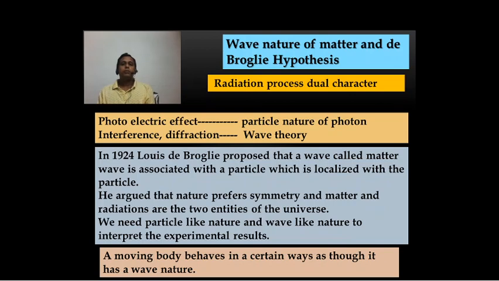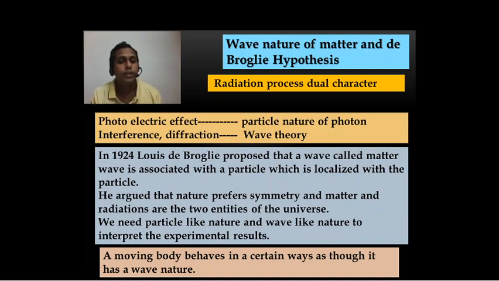Next we will discuss the wave nature of matter and the de Broglie hypothesis. As everyone knows, the de Broglie hypothesis is that radiation possesses dual character. We can say matter can have both wave nature and particle nature.